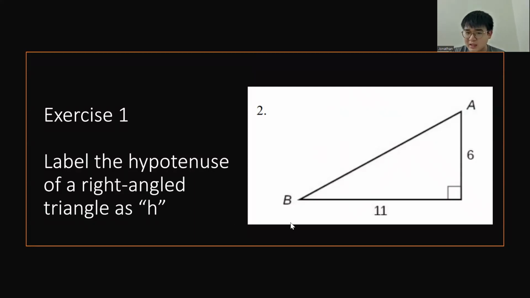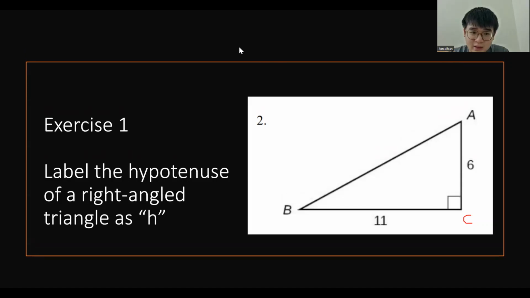So maybe this one is A, B, and we put this point as C. Can anyone tell me whether the hypotenuse should be AB, BC, or AC? Anyone? Yes, I see there's an answer. It's AB. Yes, thank you. It is AB, right?